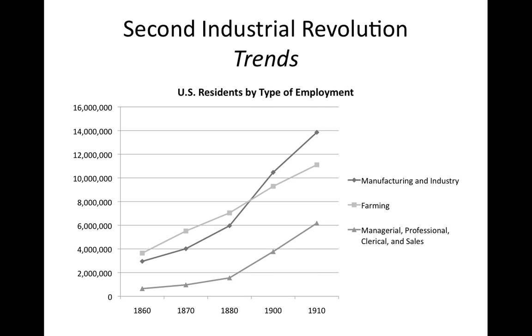So for the first time in United States history, by 1900, a trend that begins before the Civil War but really explodes after the Civil War, the United States has transitioned from a primarily agrarian or agricultural economy to an industrial economy focused on the production of goods and services as opposed to crops.